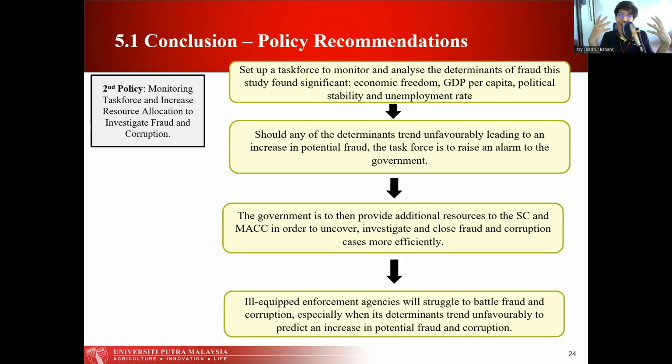And then the second one is to monitor and analyze the determinants of fraud. This study found four significant determinants: economic freedom, GDP per capita, political stability, and the unemployment rate. So if any of these predict an increase in potential fraud or corruption, then the task force can raise an alarm to the government. Then the government can give more resources to the enforcement agencies such as the Securities Commission of Malaysia (SC) and the Malaysia Anti-Corruption Commission (MACC). With these extra resources, these enforcement agencies will be able to uncover, investigate, and close fraud and corruption cases more efficiently. They'll be able to fight fraud and corruption a lot better.